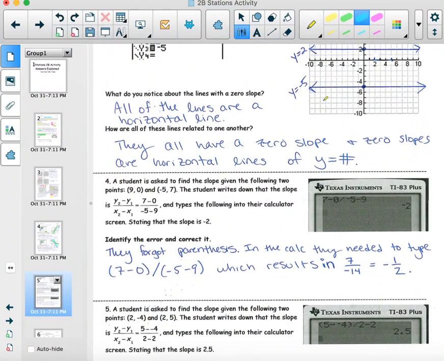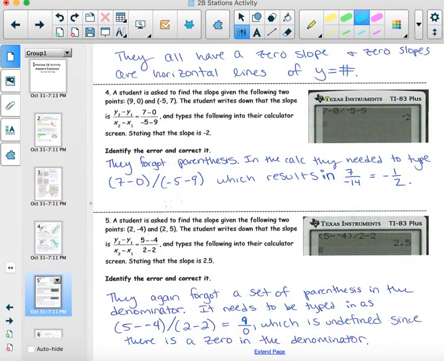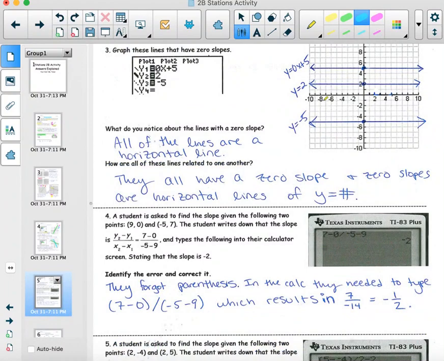All right, let's take a look at 3, 4, and 5. With number 3, all of these graphs I'm telling you have 0 slopes. Remember, 0 slope, that's horizontal. So all of these lines have a 0 slope. How are they all related? Horizontal lines are when we have y equals a number. That's really important, very, very important.